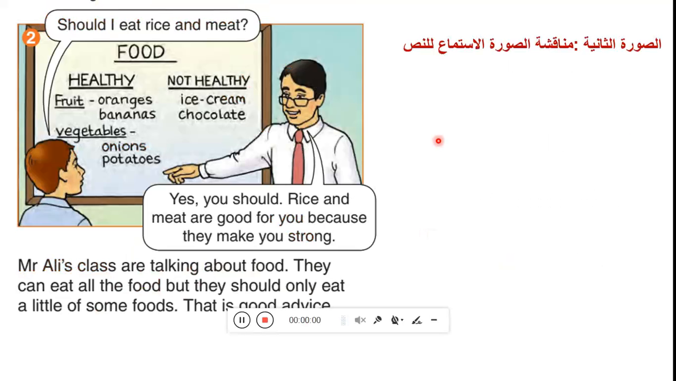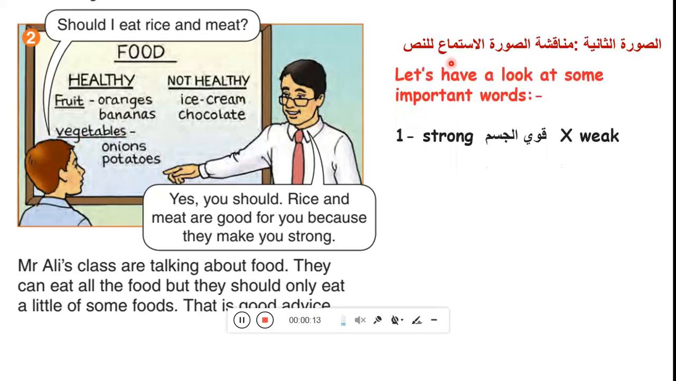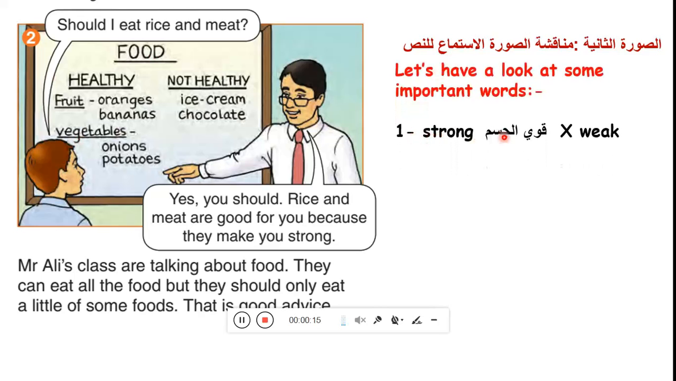Now, dear students, let's move to picture number 2, and first of all, let's have a look at the important words. Let's see what the important words are. We have only one word, which is strong. Strong, meaning strong in the body, and the opposite of it is weak. Weak, meaning weak in the body.